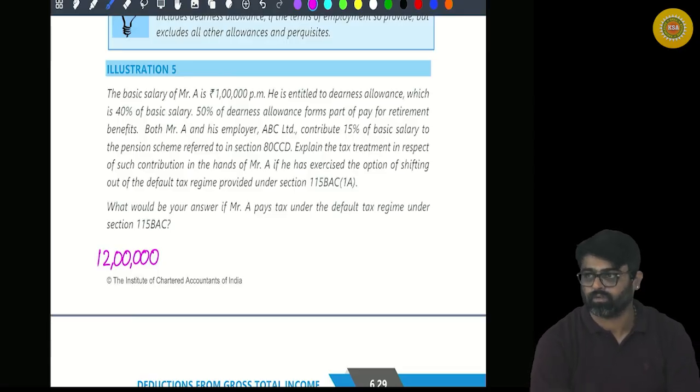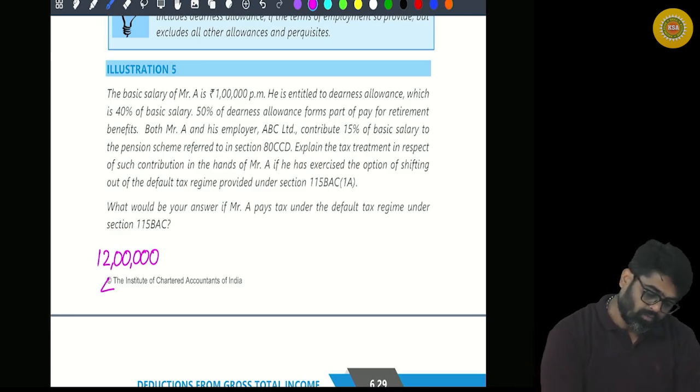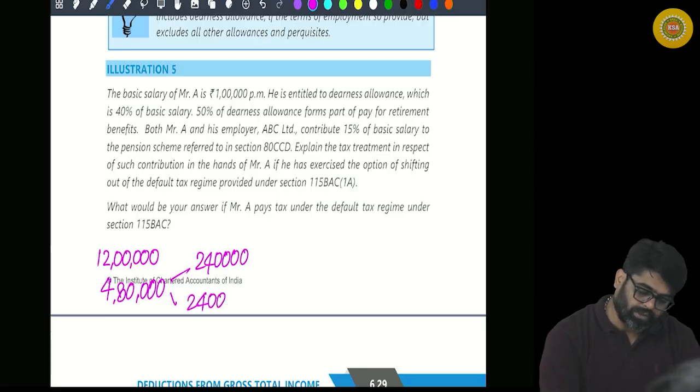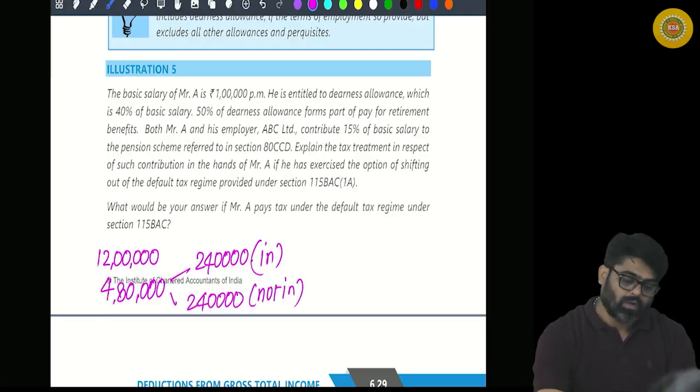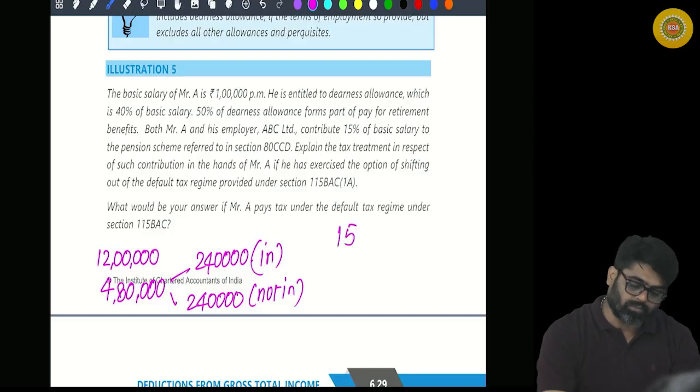40% of this. 4 lakh 80,000 is DA. Out of that, 2 lakh 40,000 is in terms and 2 lakh 40,000 is not in terms. Right? Now, how much contribution is made?